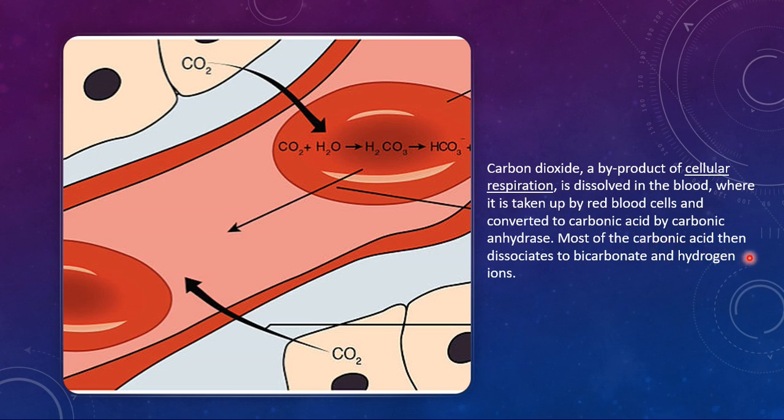Most of the carbon dioxide is taken up by red cells and converted to carbonic acid by carbonic anhydrase. This is an enzyme involved in the conversion of carbon dioxide and water into carbonic acid.